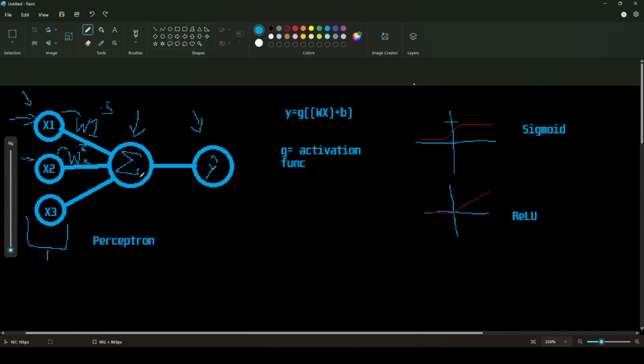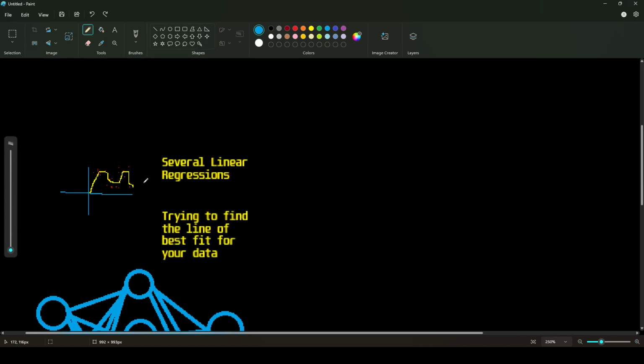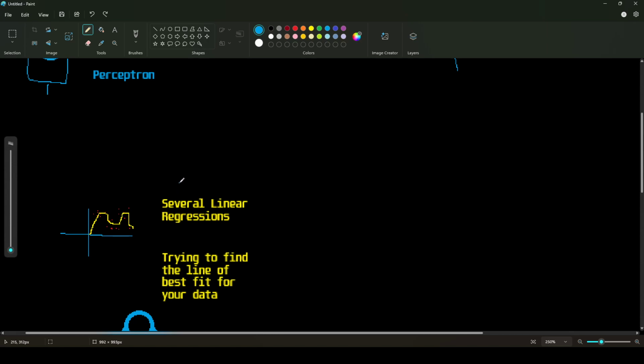Actually, we might as well go down. So this is how I visualize a neural network and the training process, like what that actually is. Think of it as a linear regression, which if you don't know what that is, imagine there's a graph and you have a bunch of points.